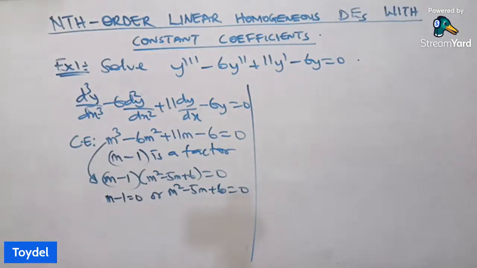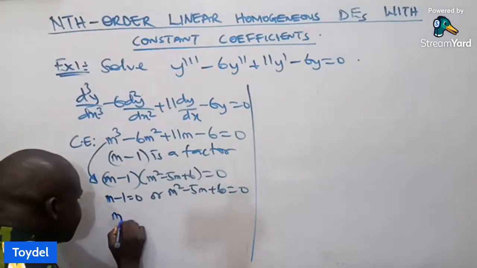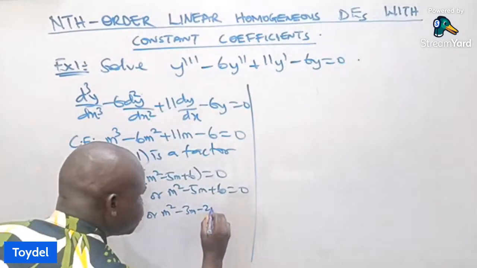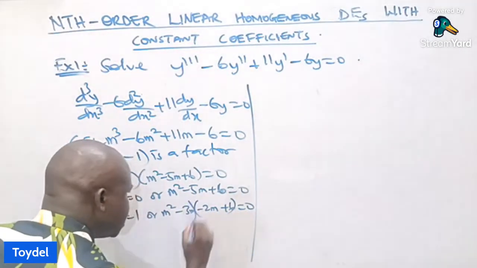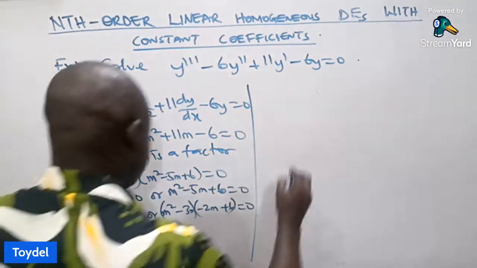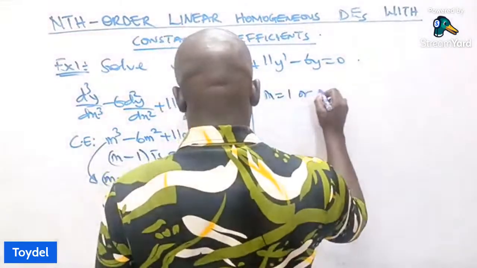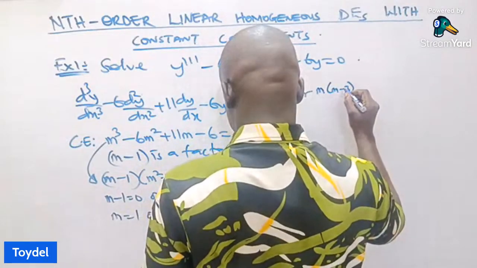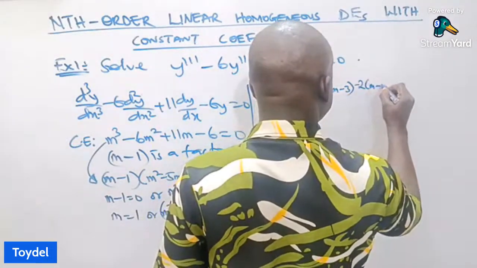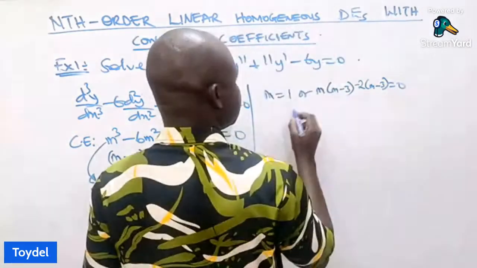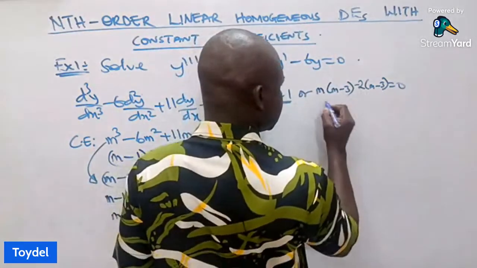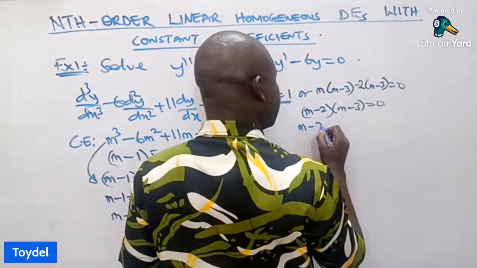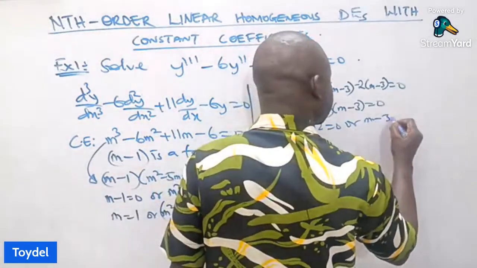So from there, what do we do? We factorize this. So m is equal to 1, or when I factorize this, I'm going to have m squared minus 3m minus 2m plus 6 equal to 0. Then I do the grouping. So I have m is equal to 1, or when I bring out what is common there, m into brackets m minus 3, then minus 2 into brackets m minus 3 equal to 0. So let's leave this and concentrate on this. I will have m minus 2, m minus 3 equals 0. It simply means that m minus 2 equals 0, or m minus 3 equals 0.